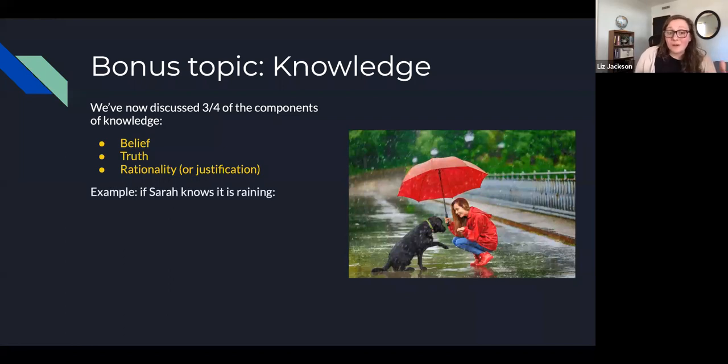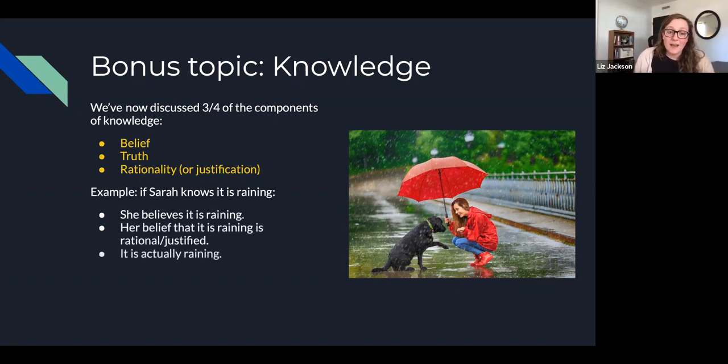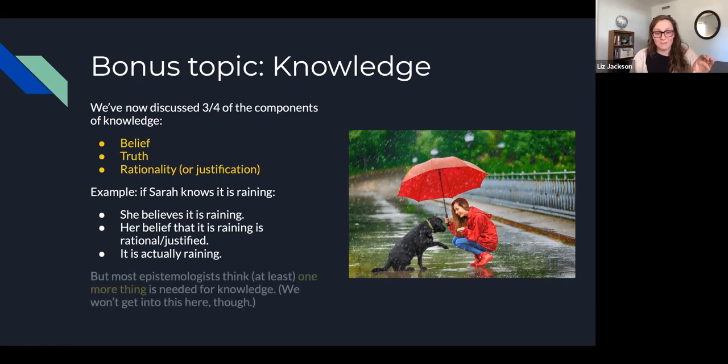So if Sarah knows it's raining, here's just an example. She believes it's raining. Her belief that it's raining is rational or justified, and it is actually raining. So you need all 3 of these components in order to know something.